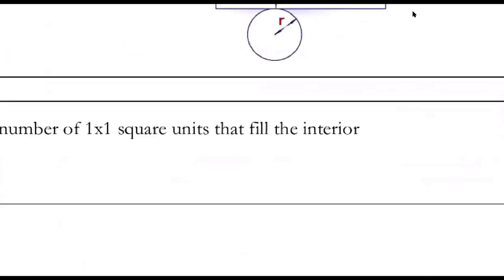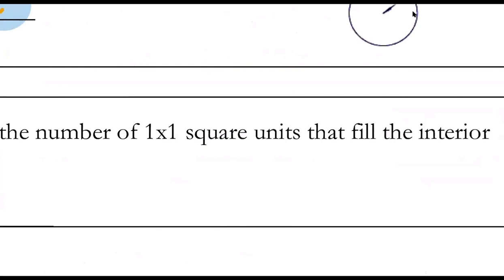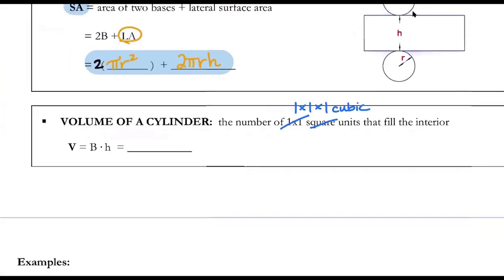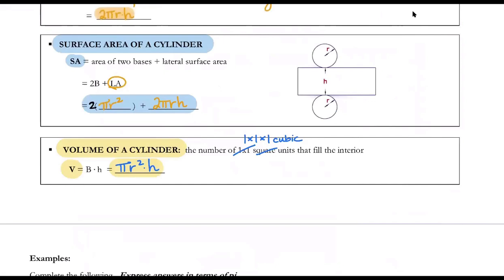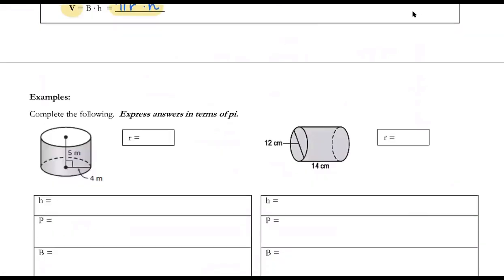Okay, and then for volume, oh, same typo here. It should be 1 by 1 by 1 cubic units that fill the interior. Okay, so the volume of a cylinder is area of the base times the height, just like before. But this time the area of the base, again, it's a circle, so it'll be pi r squared multiplied by the height. So volume for a cylinder, pi r squared h. Okay, a few quick examples here.